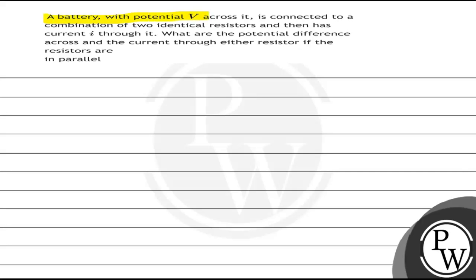A battery with the potential V across it is connected to a combination of two identical resistors and then has a current I through it. What are the potential differences across and current through either resistor if the resistors are in parallel?